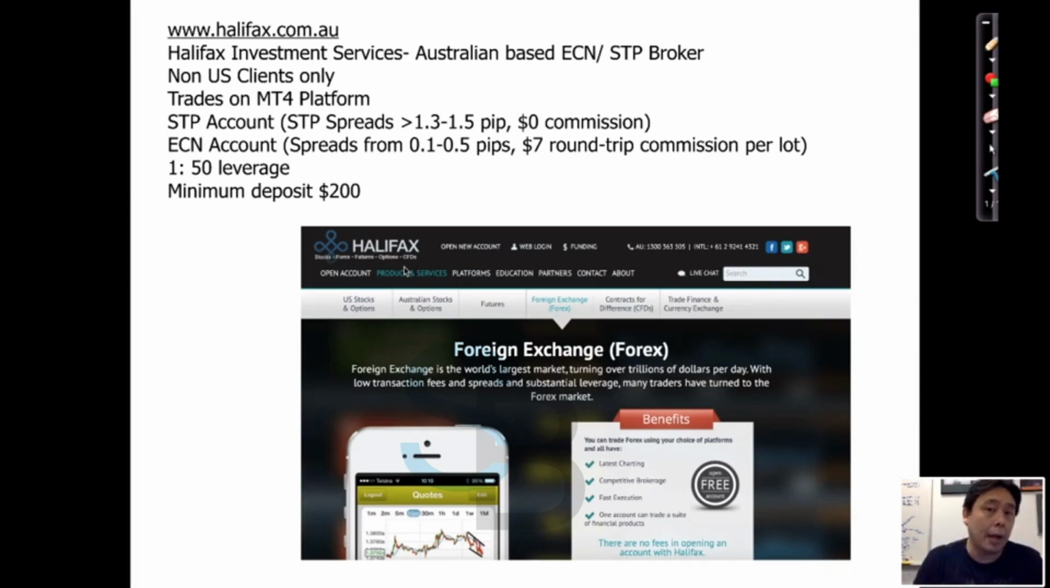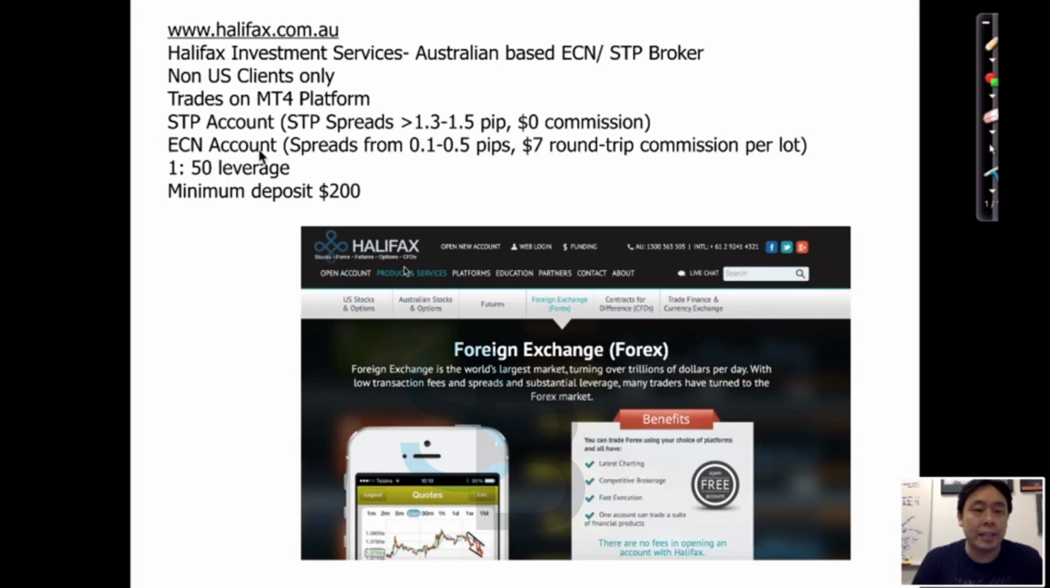So when you open an account, you can specify, do you want an ECN account or STP account? My suggestion again is to use an ECN account. Now, the only thing is this is for non-US clients only. So if you are from the US, you can't use this broker. If you're a US citizen, I can suggest another broker that you can use in a short while. But if you're a non-US citizen, you can open an ECN account.